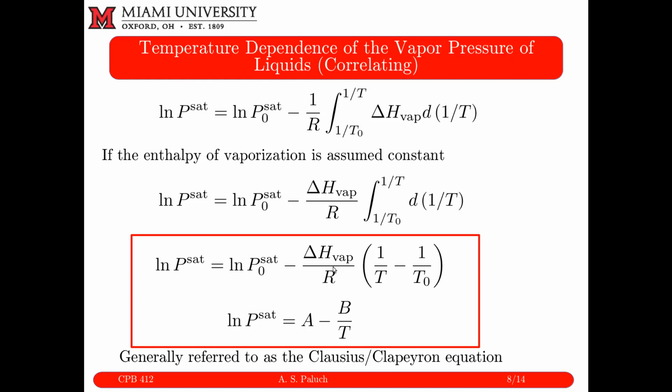And then we have delta H of vaporization over T, and we can group that into this common B term over T. And so by assuming delta H of vaporization is constant, we arrive at the expression log P sat is equal to A minus B over T.